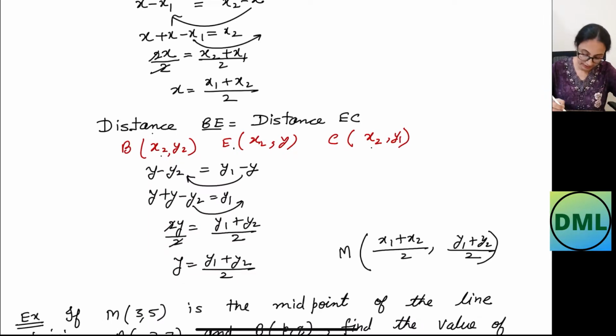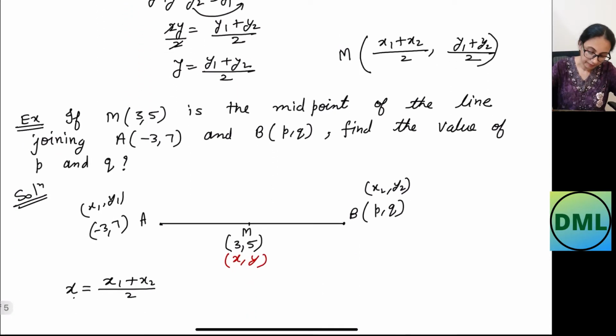Let's take one more example. If M (3, 5) is the midpoint of the line joining A (-3, 7) and B (p, q), find the values of p and q. As you can see, I have drawn the point A (-3, 7) and B (p, q). M is the midpoint whose coordinates are given by 3 and 5. So I suppose that 3 is equal to x and 5 is equal to y. Now let's apply the midpoint formula.